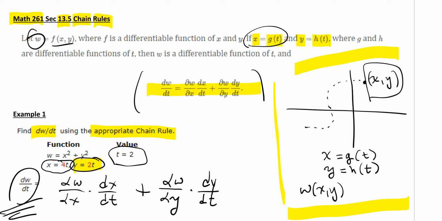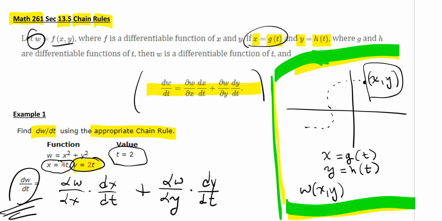It's appropriate when we have this situation that I've been talking about, where you can imagine a particle at location x, y, where x and y depend on t. And then a function w, which depends on x and y. So w depends on x and y, which are both functions of t. When you have that situation, that's when this is the appropriate chain rule. And that's what we've had in these two examples.